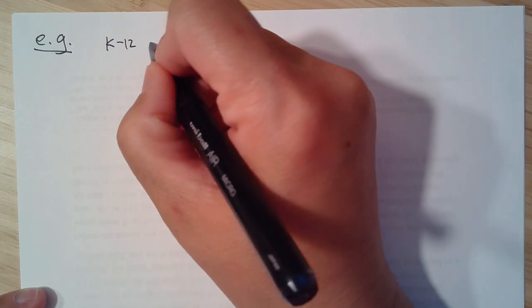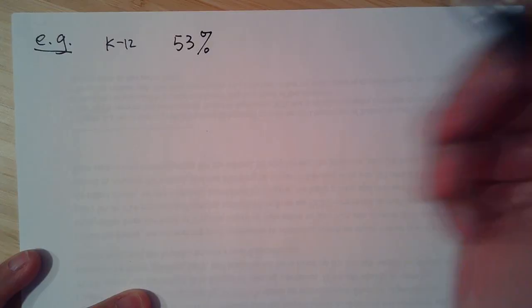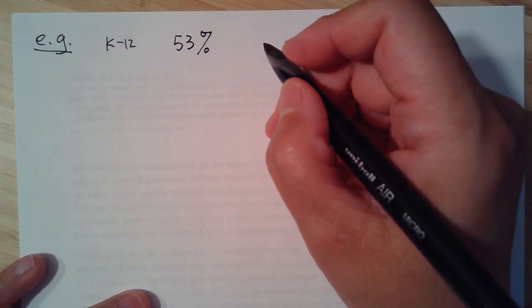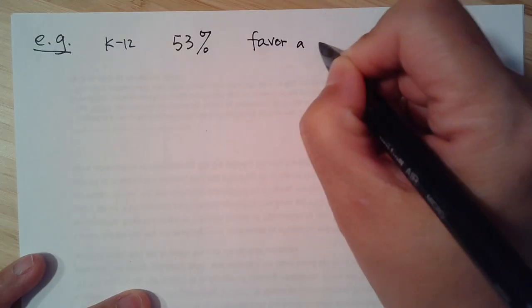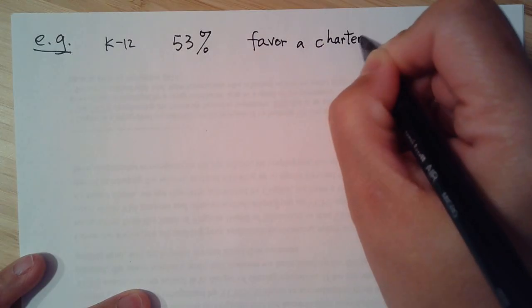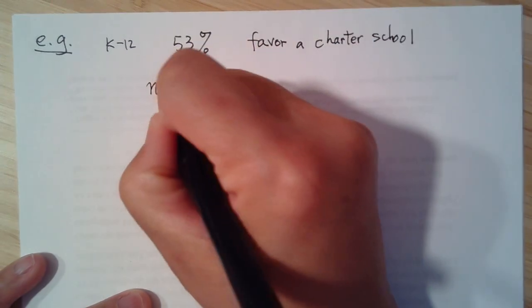All right, now we're going to work on the second example. Example 2. Suppose a local kindergarten through 12th grade, K-12, school district, 53% of the population favor a charter school for grade K through 5. So they favor a charter school. A simple random sample of 300 is surveyed. That's your sample size, 300.